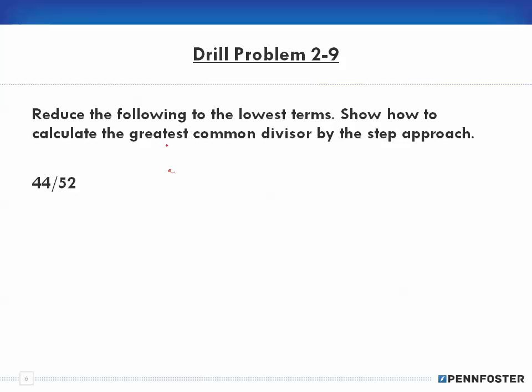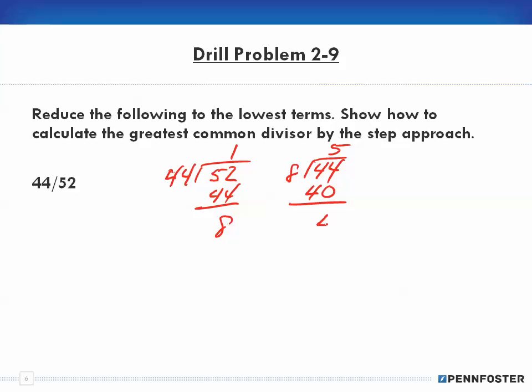All right, so I'm going to take my 44 and I'm going to divide it into 52. Okay, 44 can go into 52 one time. That leaves me with 44 and leaves me with an 8. Okay, so now I take the 44 and I divide it by the 8 here. Okay, 8 into 44 can go 5 times, which gives me 40. And that leaves me with 4 left over. Okay, so now I take the 8 and I divide by 4, and that goes into 8 twice, so 0. So my lowest common divisor is going to be the 4.